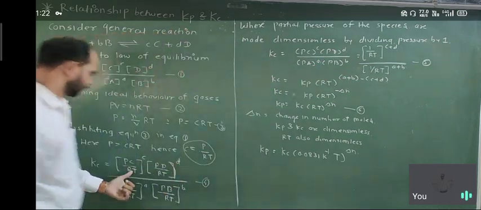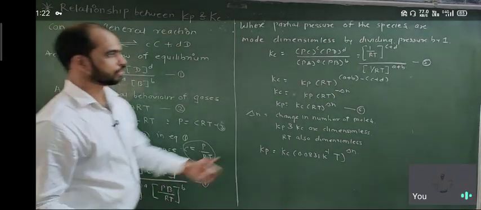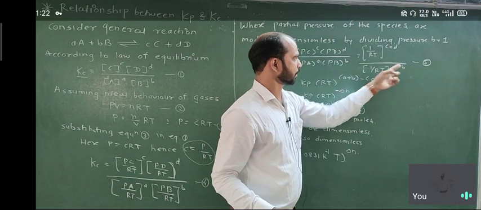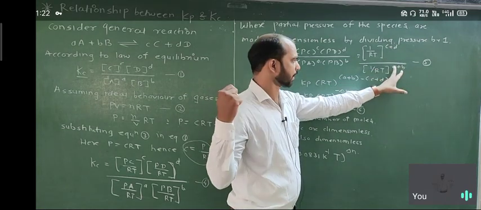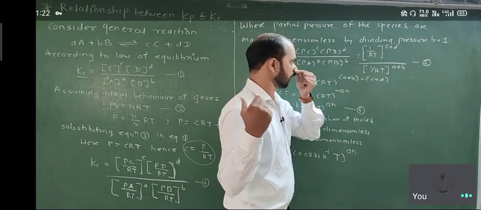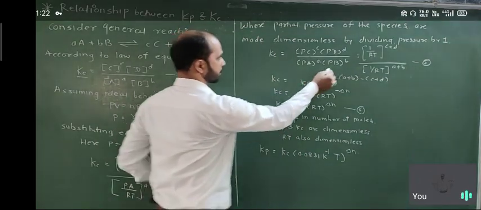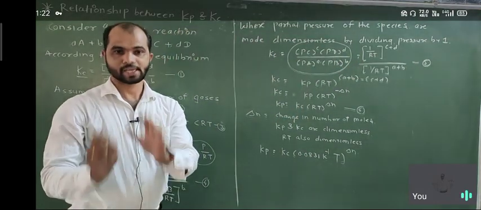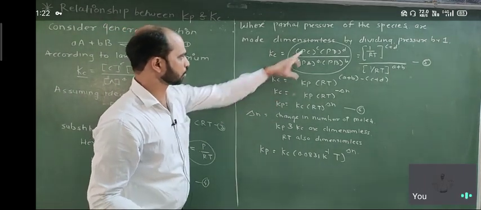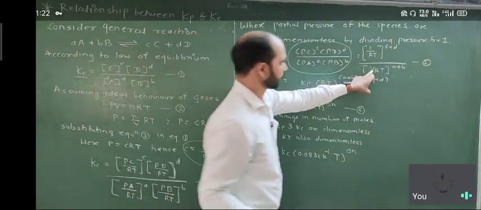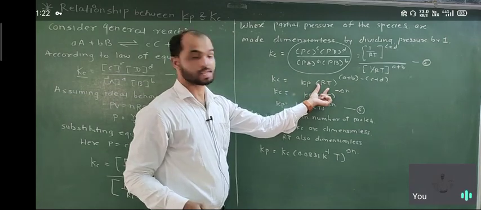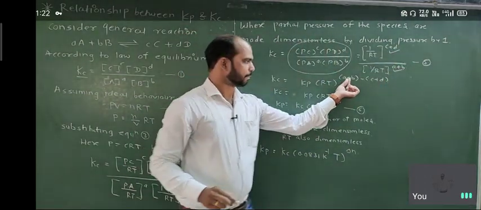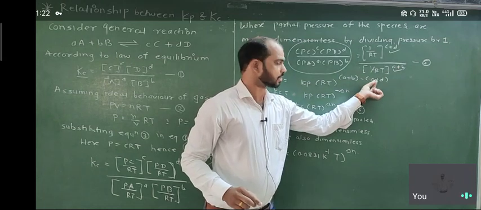and RT remains. So here 1 upon RT to the power c plus d, over 1 upon RT to the power a plus b, because c and d are the powers in the numerator and a and b in the denominator. We consider this species as Kp. So Kc is equal to Kp, with RT as the common factor, raised to the power a plus b minus c plus d.